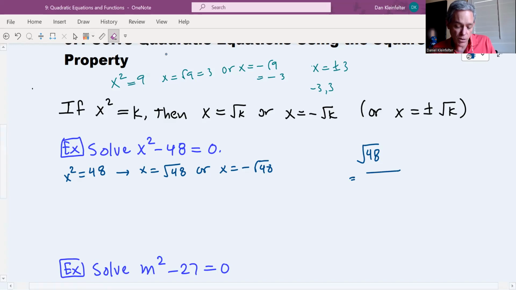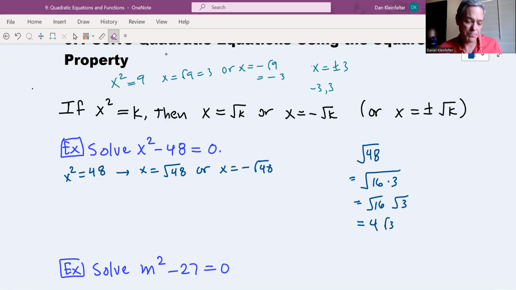For 48, I want to look for any perfect square factors 48 has, and I can think of 16. 16 times 3 will make 48. So we'll have the square root of 16, the square root of 3, and that's 4 square roots of 3.